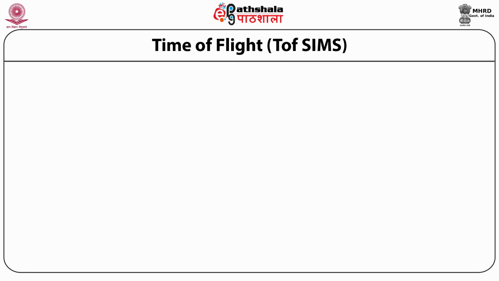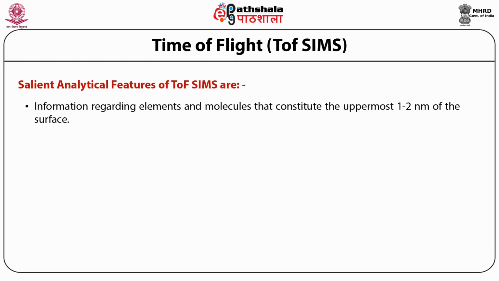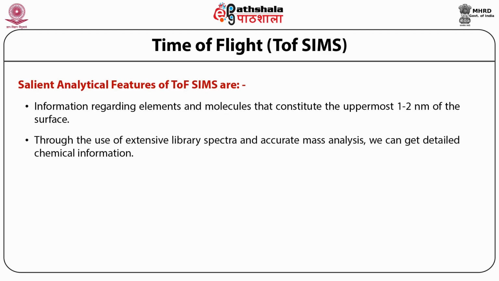Now information about the second kind of SIMS, which deals with time of flight information. In this slide, we talk about time of flight secondary ion mass spectrometry. Salient analytical features of time of flight SIMS are that it gives information regarding elements and molecules that constitute the uppermost 1-2 nanometers of the surface. Through the use of extensive library spectra and accurate mass analysis, we can get detailed chemical information with the help of the second form of SIMS.